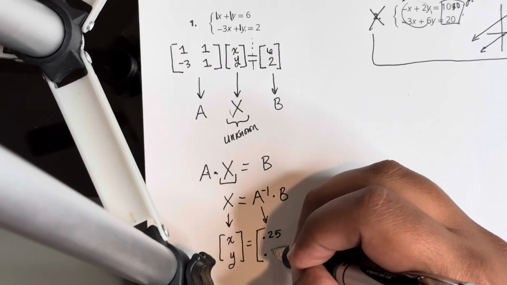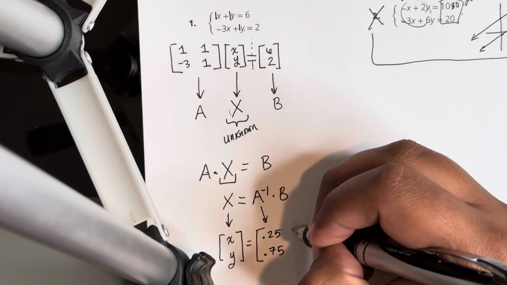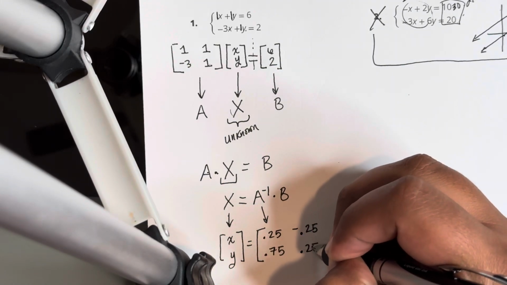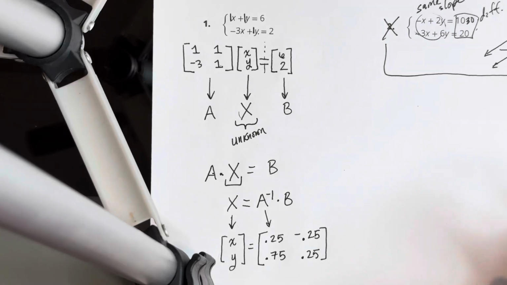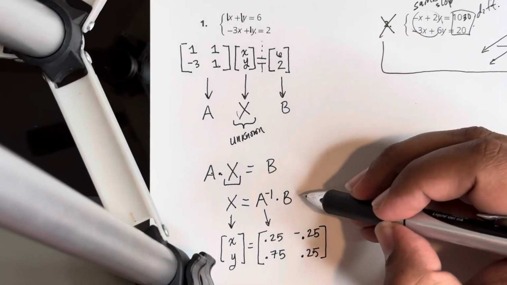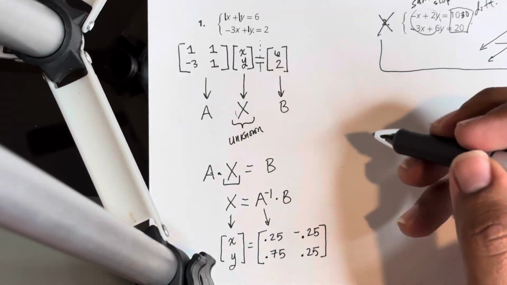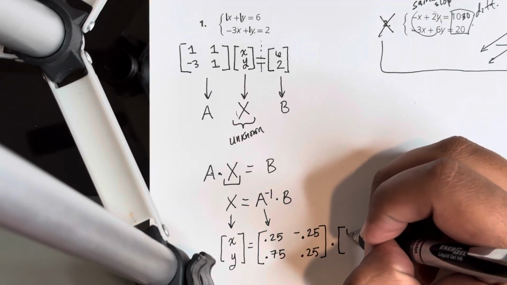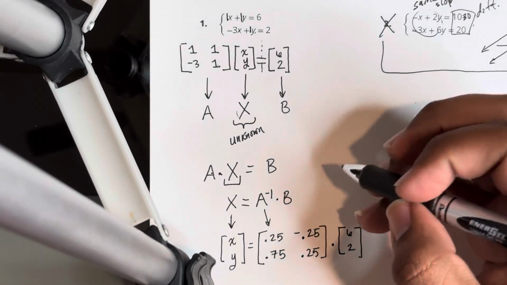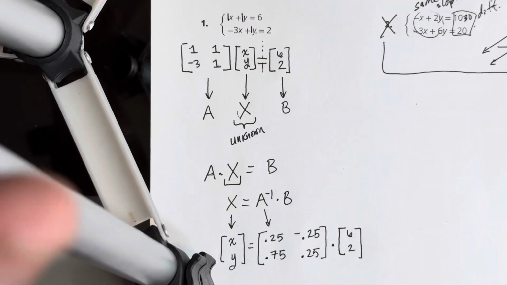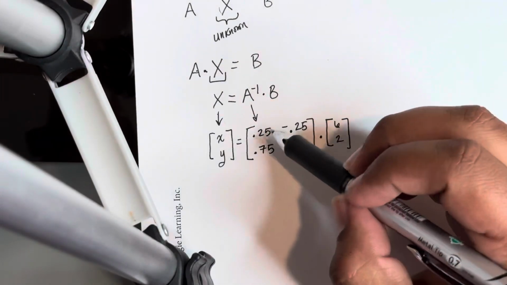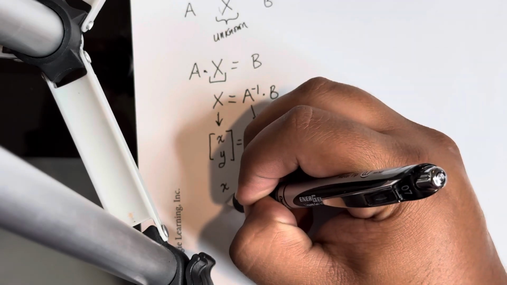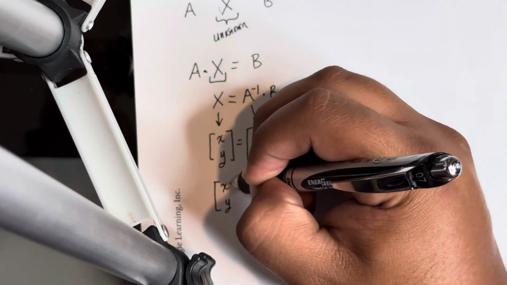0.25, 0.75, negative 0.25, 0.25. There we go. We should already know what matrix B is because we didn't do anything to it. So I'm just going to write out right here, times my matrix of 6, 2. This is basically me showing my work. And now we're just going to input this into the calculator to find out what my matrix is, or my solutions, I'm sorry.